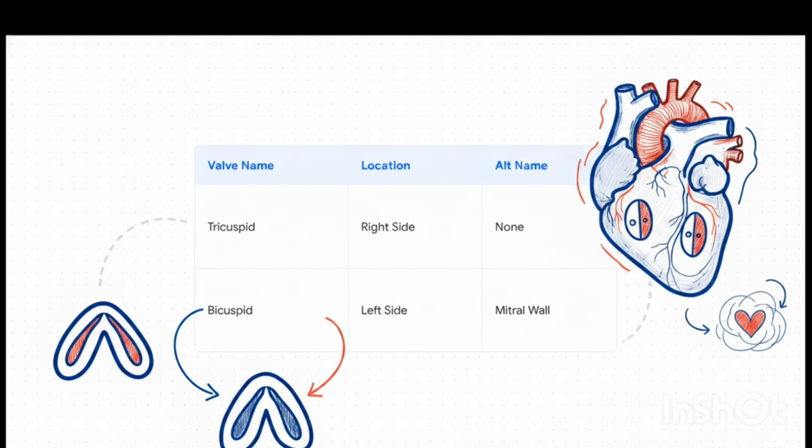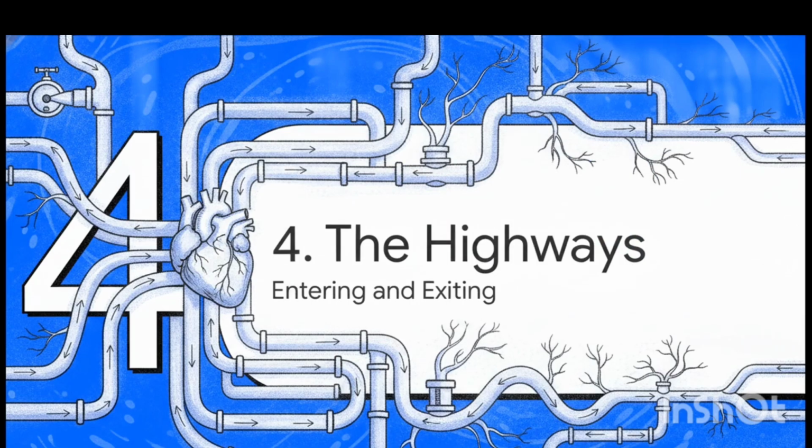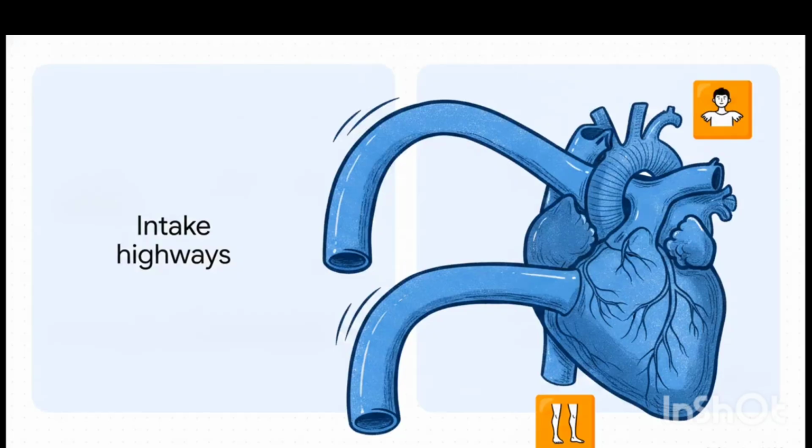But remember what I said about science loving an alias? Yeah, the bicuspid valve also goes by the mitral valve. So if you hear bicuspid or mitral, just know we are talking about that exact same vital door on the left side of the heart. Section 4. The highways, entering and exiting. All right, we've explored the interior layout. Now let's step outside the house for a minute and examine the massive plumbing network connected to it. Because, let's face it, a pump is only as good as its pipes.